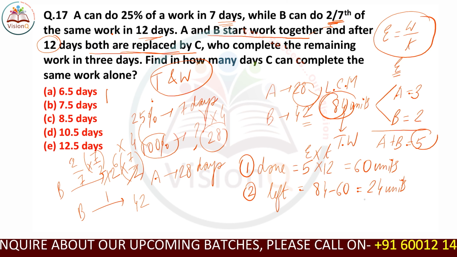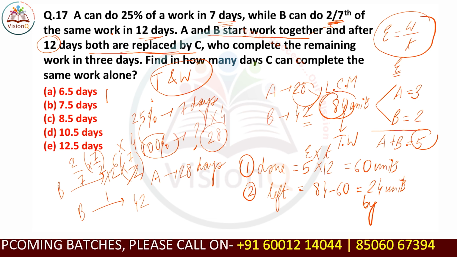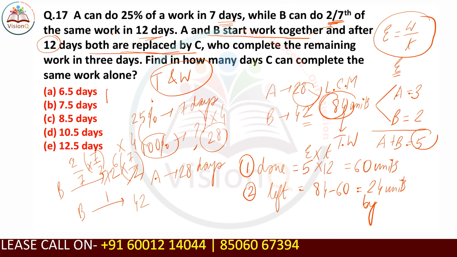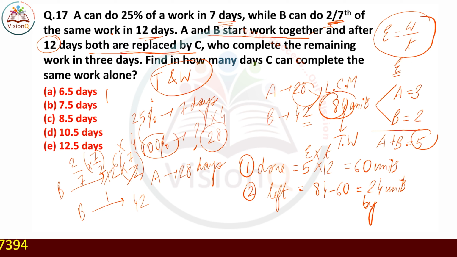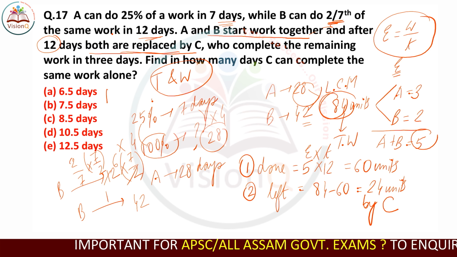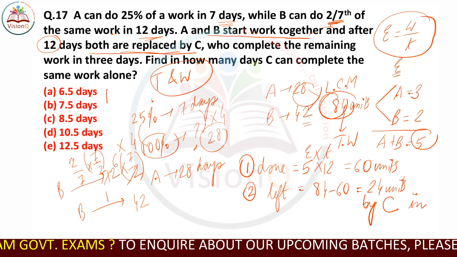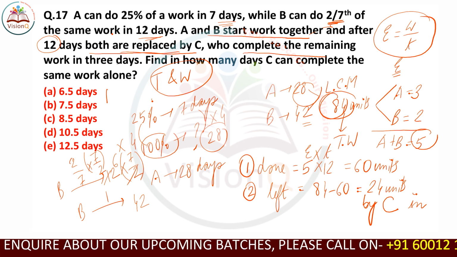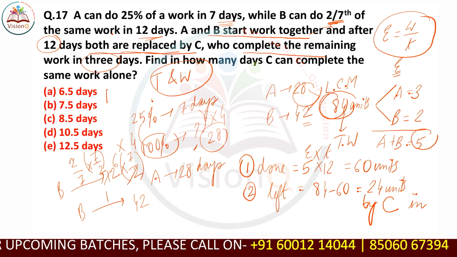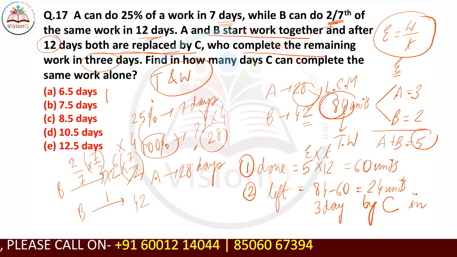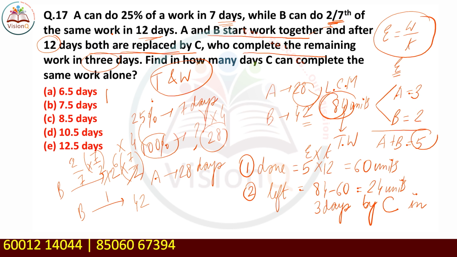Next, by whom will this work be done? After working for 12 days, both are replaced by C. That means A and B leave the work and C joins in place of A and B. So this work will be done by C, because C replaces both A and B. C will do this work in how many days? It is given that C completes the remaining work in 3 days. So 24 units of work will be done by C in 3 days.